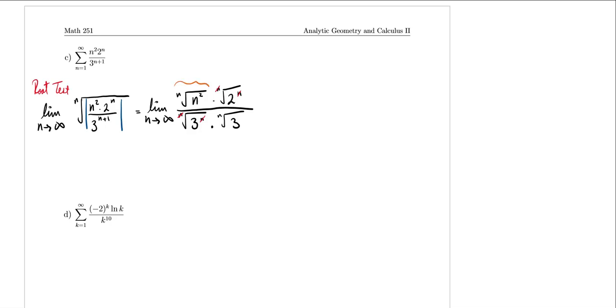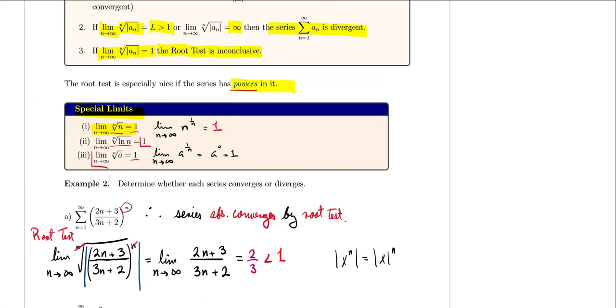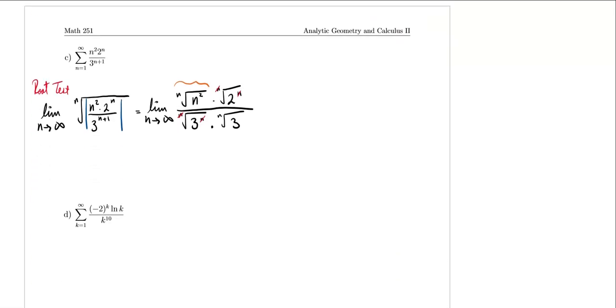What would we get for the nth root of n squared? Can we simplify this one here before taking the limit? Well, if you think about the special limits that we saw here, we're talking specifically about the nth root of n, not about the limit for the nth root of n squared.